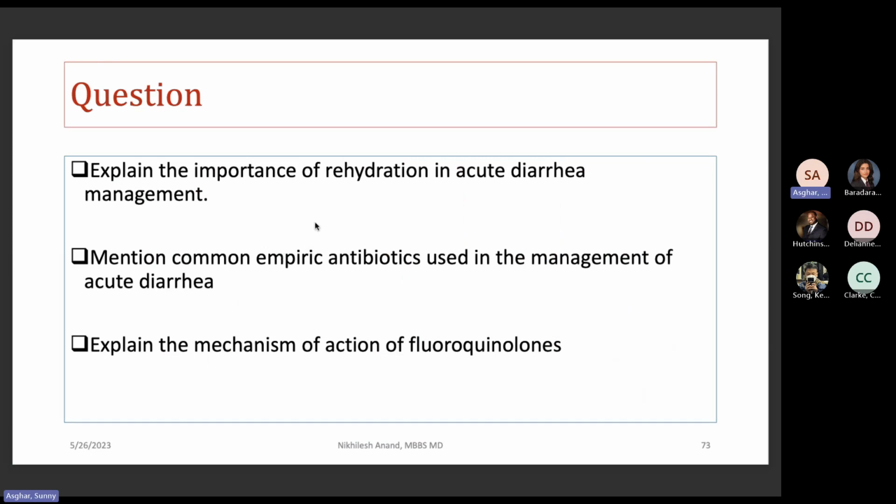Just some questions that they can throw at you, like the importance of rehydration and diarrhea management. If you are giving it specifically for bacteria that do cause diarrhea, you want to replace your electrolytes. What type of drugs? Common empiric drugs used in diarrhea, and then the actions of fluoroquinolones.